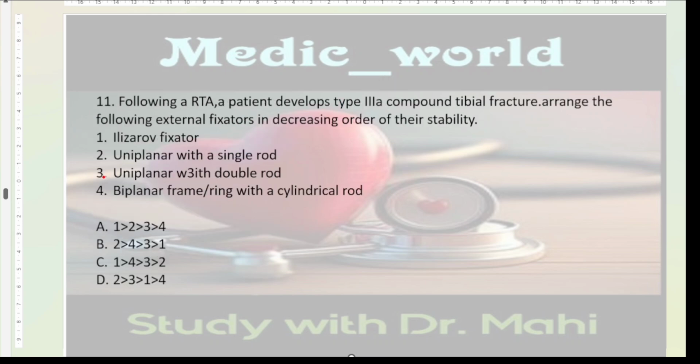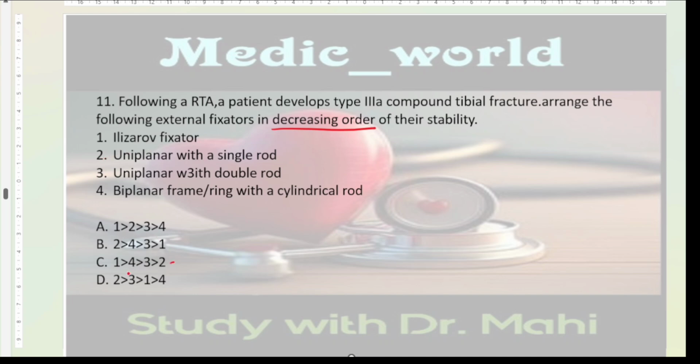Now, the next question. Following a road traffic accident, a patient develops a type 3A compound tibial fracture. Arrange the following external fixators in decreasing order of their stability. Means we have to arrange in the order where the most stable is placed first. Ilizarov fixator, yes, it is the most stable one. Uniplanar with single rod is the least stable, so it is placed at last. So 2 is at last.